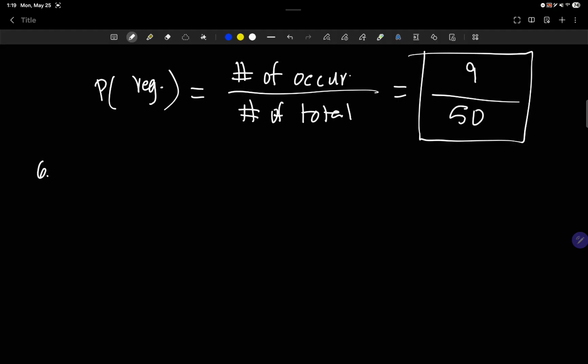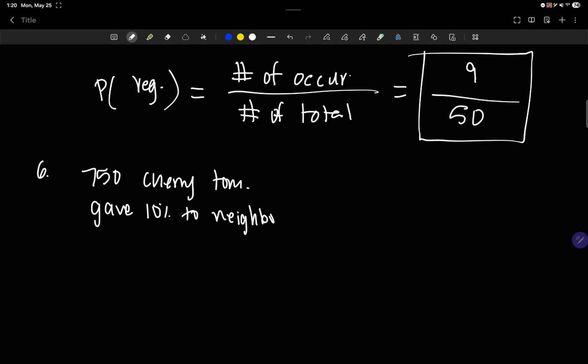All right, so number 6. Amara grows cherry tomatoes in her backyard. This year, she harvested 750 cherry tomatoes and gave 10% of them to her neighbor. How many of the harvested cherry tomatoes did Amara give to her neighbor? So it looks like she gave 10% of them.